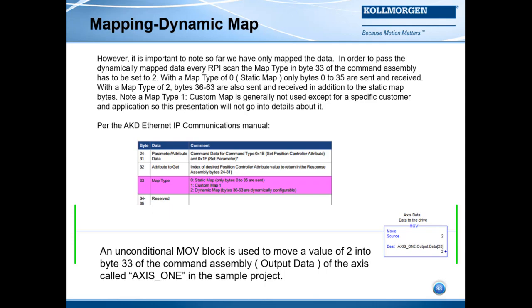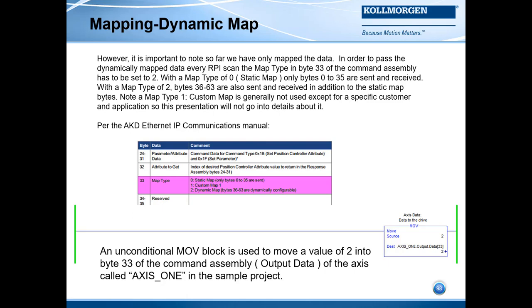However, it is important to note so far we have only mapped the data. In order to pass the dynamically mapped data every RPI scan, the map type in byte 33 of the command assembly has to be set to 2. If you look below per the AKD Ethernet IP Communications Manual, a snippet of the command assembly chart is shown.